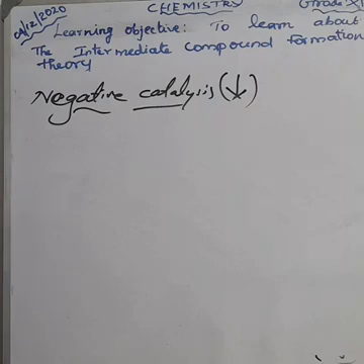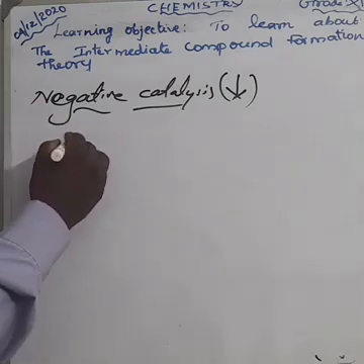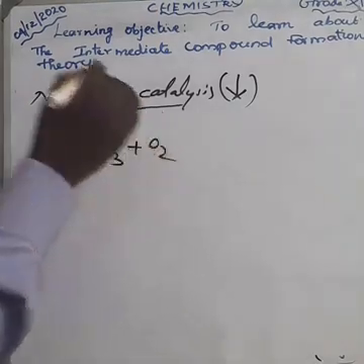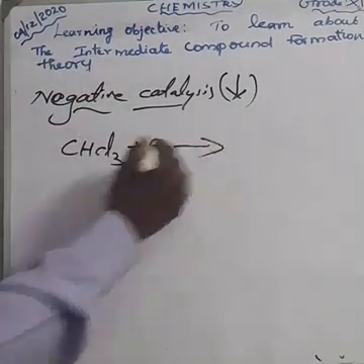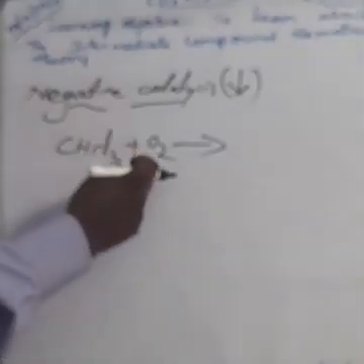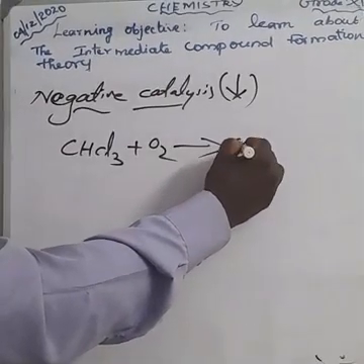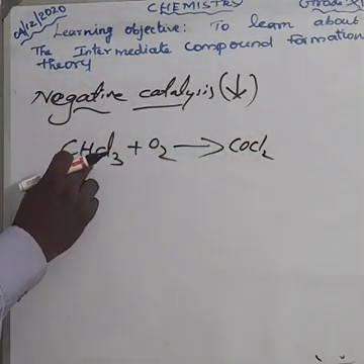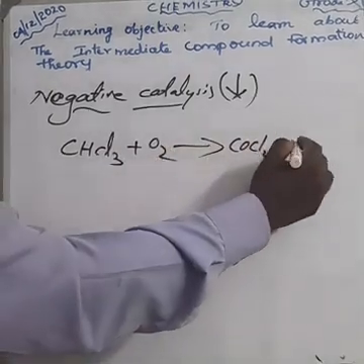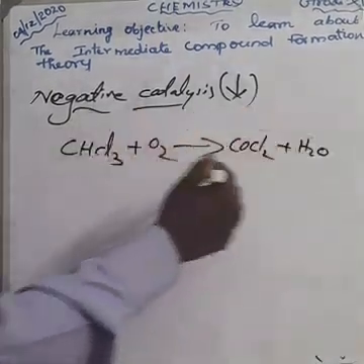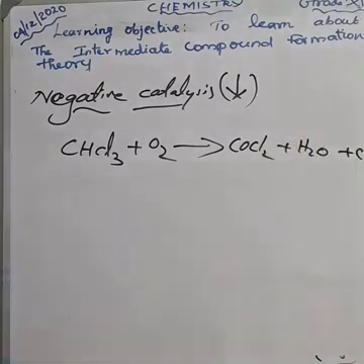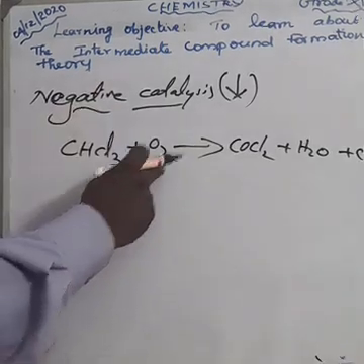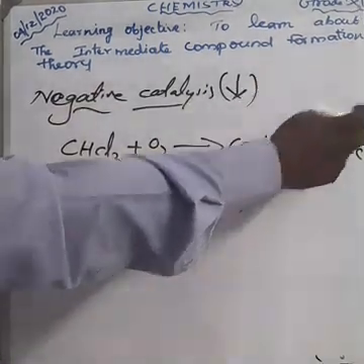For example, we can take chloroform, CHCl3. This reacts with oxygen to form carbonyl chloride, COCl2. Carbon combines with oxygen to form carbonyl chloride, and hydrogen combines with oxygen to form water, and chlorine is also left out. So what products are obtained? Chloroform reacts with oxygen to form carbonyl chloride, water and chlorine.